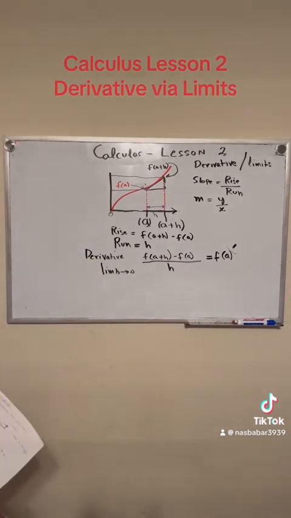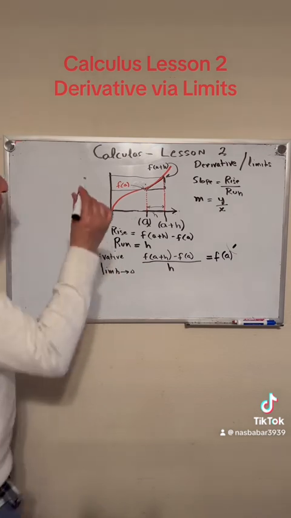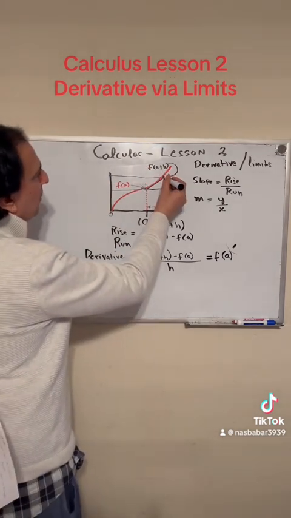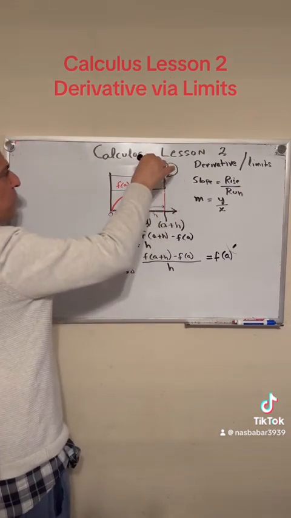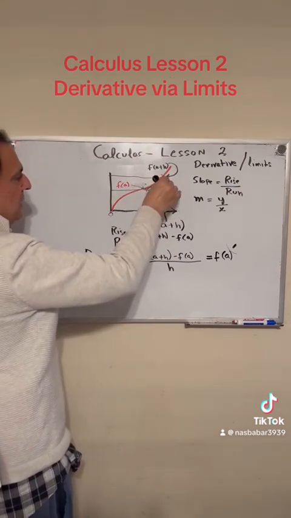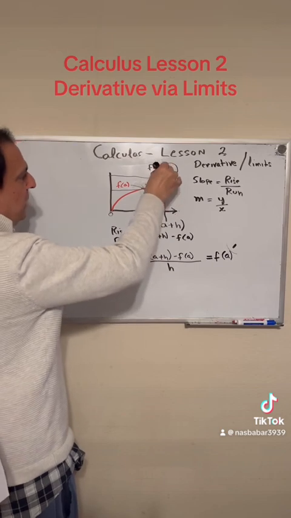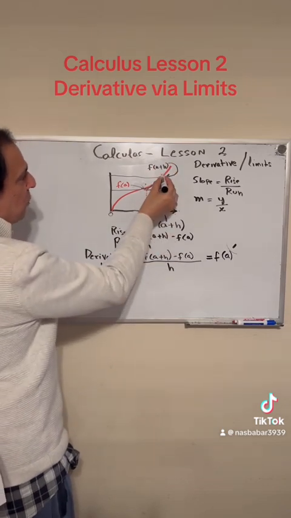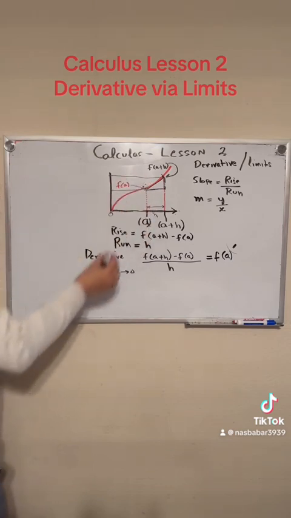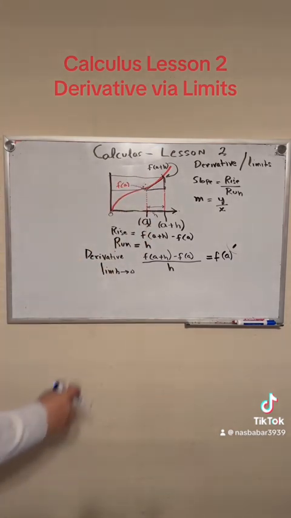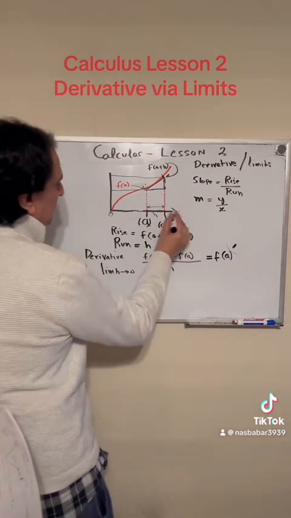So basically all I did was I said, what is the value? In order to calculate the rise, I need 2 points. I need a point over here. I need a point over here. And the point over here, as you can see, is the function of a plus h. And at this point, this is function of a. Pretty straightforward. And then run is straight, h.